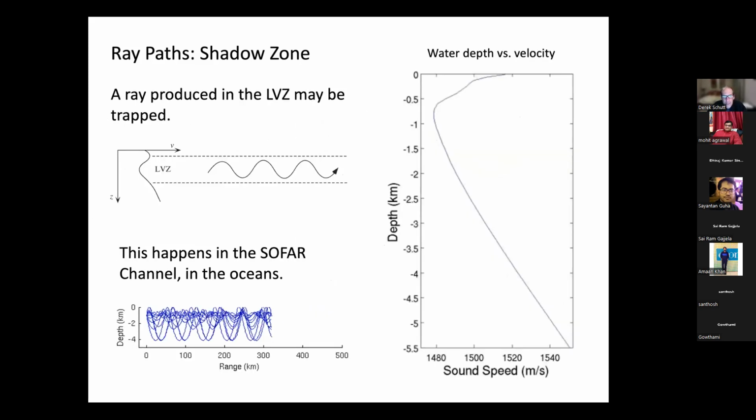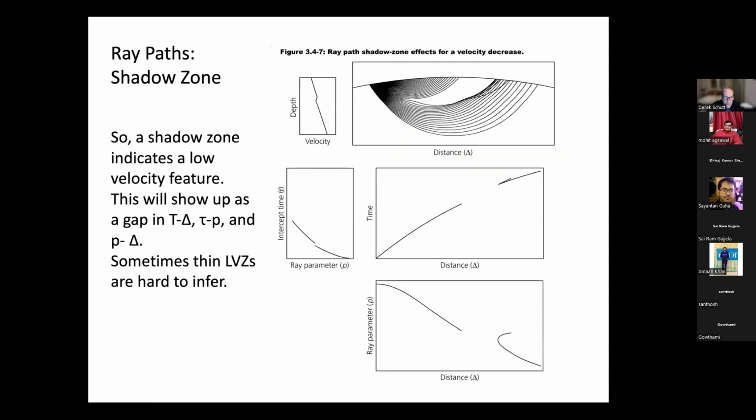We can actually have a ray produced in a low velocity zone be trapped. So a typical place is in the SOFAR channel in the oceans, where we have water depth versus velocity between 500 meters and 1,000 meters in depth, has a velocity low, and that causes rays to just travel in this channel. So the shadow zone will show up as a gap in tau delta, tau P, and P delta.